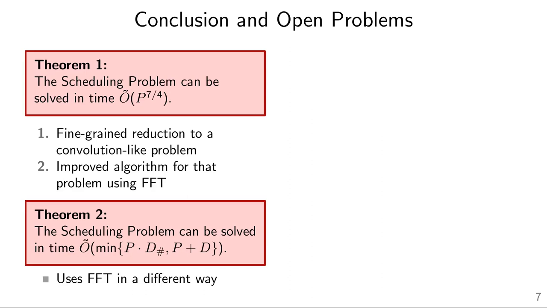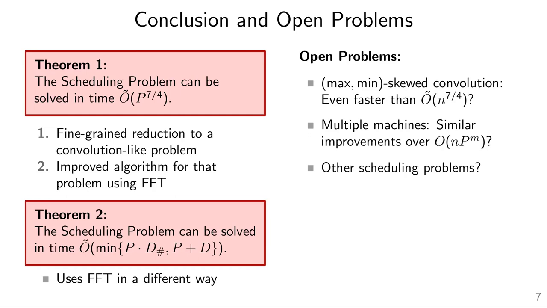I also mentioned that we get a better algorithm parameterized by these other parameters, the number of distinct deadlines and, well, the sum of all deadlines. Okay. Well, the most obvious open problem is, can we solve maximum skewed convolution even faster than n to the 7 quarters? That would be very nice, because an improvement for maximum skewed convolution carries over to the scheduling problem immediately.